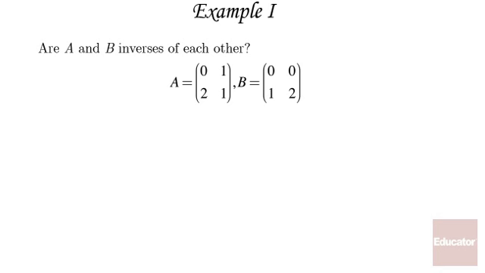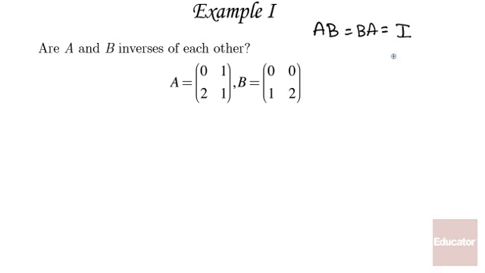So, first we're asked in example 1 to determine if A and B are inverses of each other. So, are A and B inverses of each other? We're given these two matrices and asked if they're inverses. Well, recall that if two matrices are inverses of each other, then I can multiply them in either order, and I'm going to get the identity matrix.